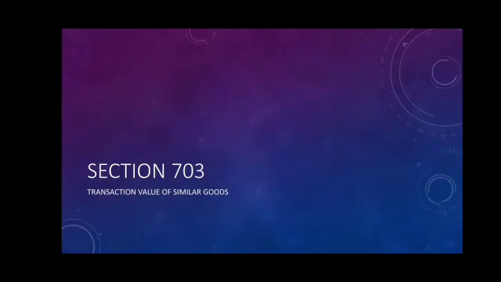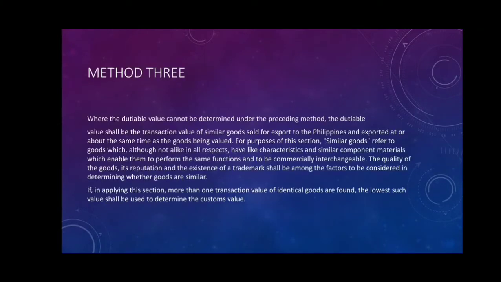Section 703, or transaction value of similar goods, is method 3, where the dutiable value cannot be determined under the preceding method. The dutiable value shall be the transaction value of similar goods sold for export to the Philippines and exported at about the same time as the goods being valued.